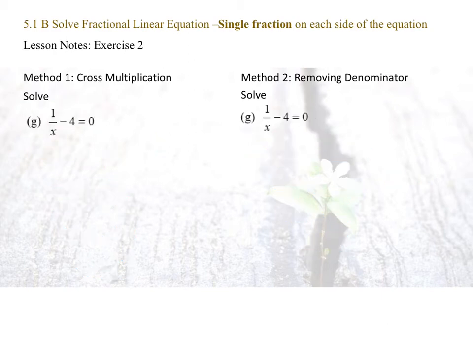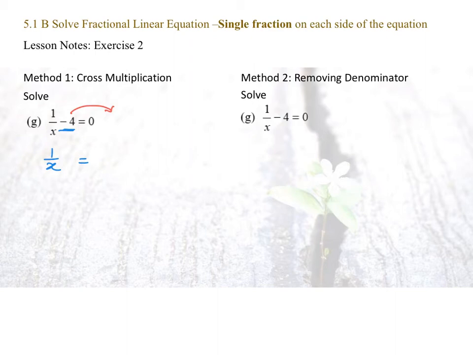Exercise 2, question G. Now we have 1 over x minus 4 equals 0. In this part of the chapter, we can try to shift -4 over to the right hand side such that there will be a constant term. So I'm going to keep 1 over x on the left hand side and migrate -4 over. So this is 1 over x subtract 4.